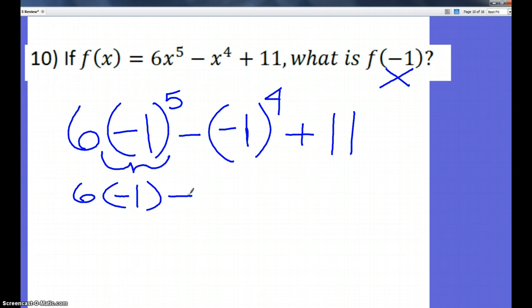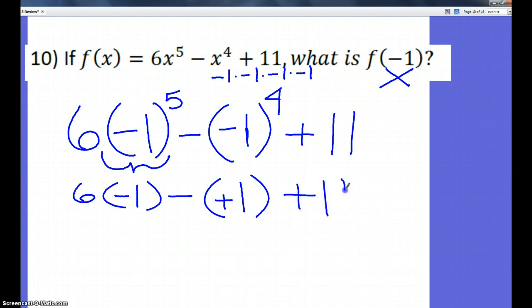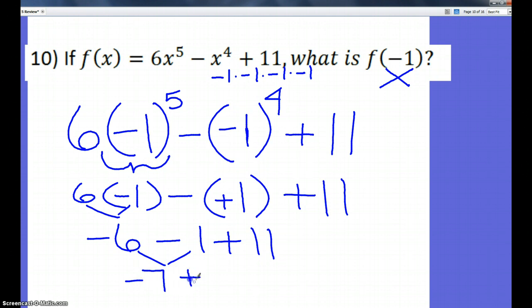Negative 1 to the 4th is negative 1 times negative 1 times negative 1 times negative 1, which means it's going to be a positive 1. And from here, 6 times negative 1 is negative 6. A negative times a positive is negative. Minus 1 plus 11. So negative 6 minus 1 is negative 7, plus 11 is 4. Your answer is 4.